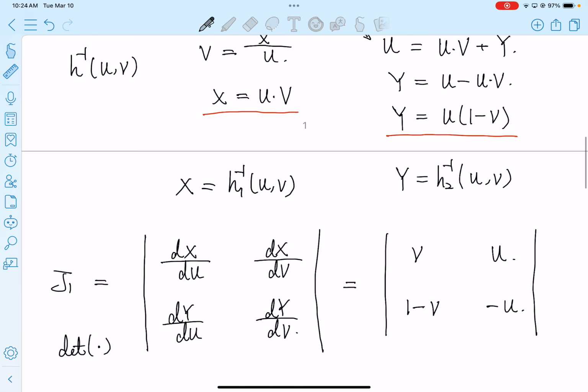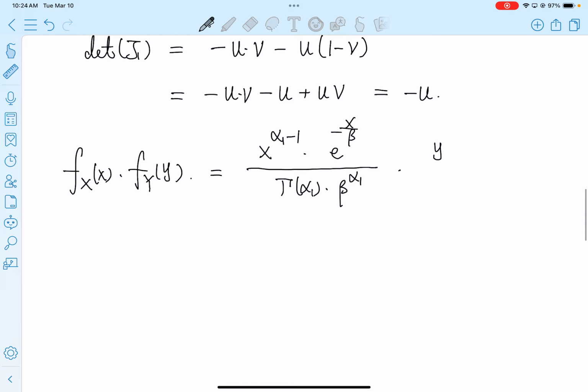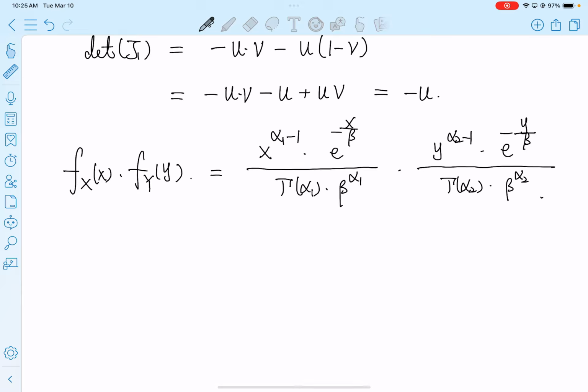Y is defined as a gamma distribution with alpha 2 and beta. So just write down the density function with the new parameters. We'll have y to the power of alpha 2 minus 1, e to the negative y over beta, over the gamma function of alpha 2 and beta raised to the power of alpha 2. Here we're just copying down the density function for the gamma distribution, but with the random variables x and y and their corresponding parameters, alpha 1 and alpha 2, and they share the same beta. Any question up to this point?